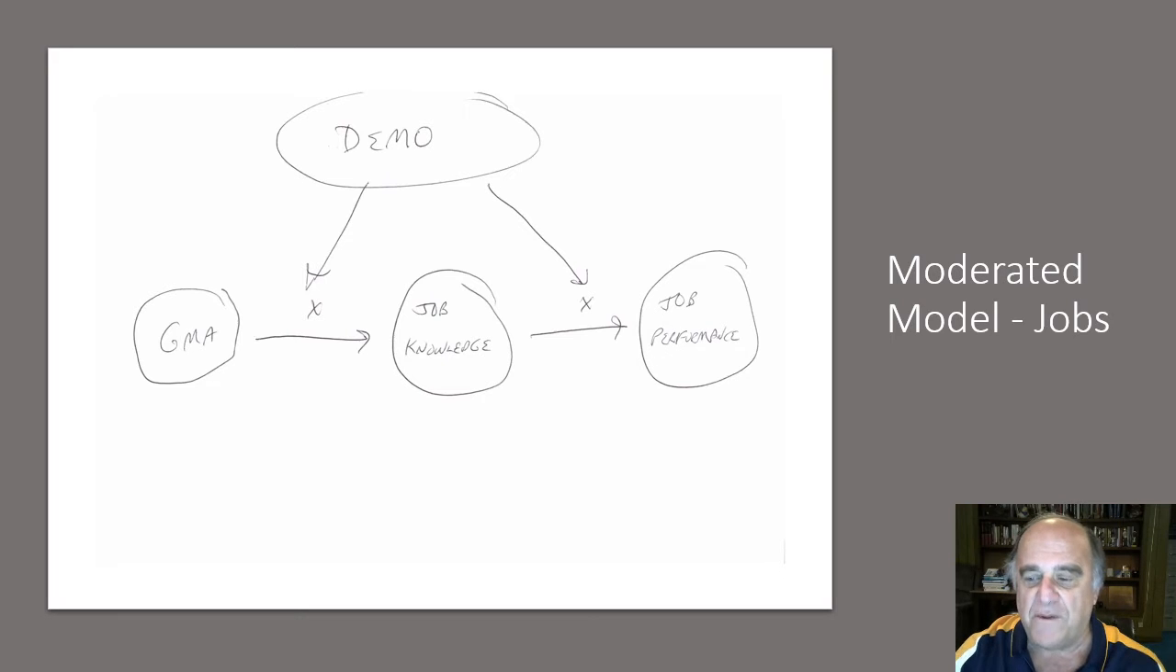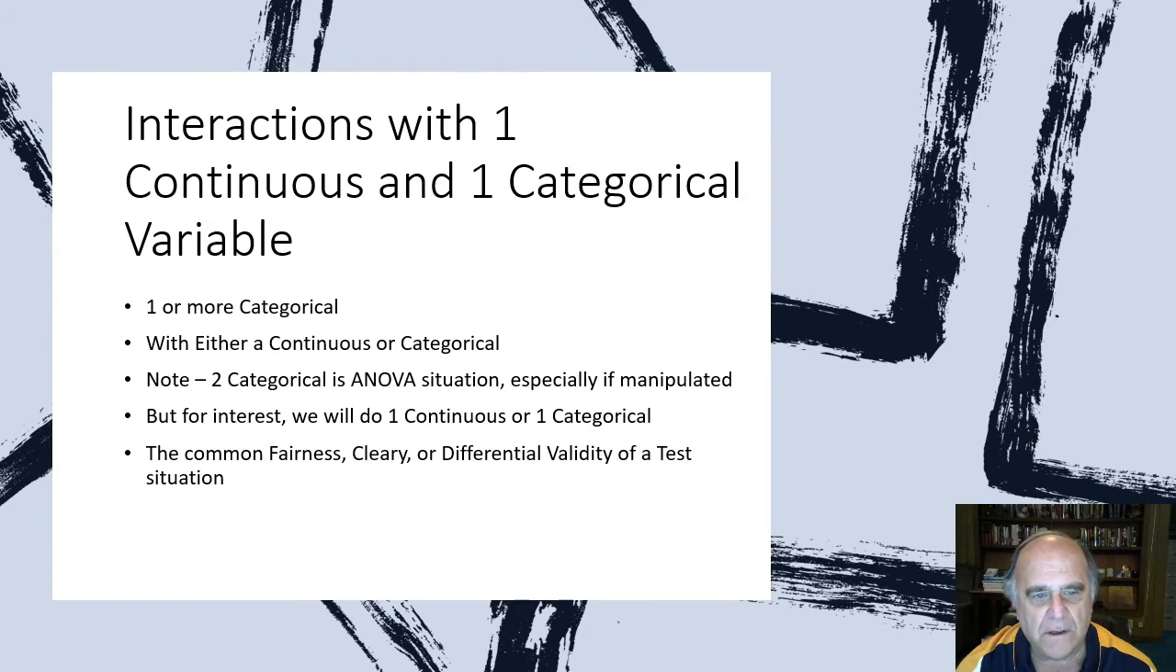And then if you remember, we also talked about more complicated interactions, such as this one, where the demographic variable moderates the relationship of GMA on job knowledge, and then also moderates the relationship between job knowledge and job performance. So there's sort of this double moderation. I mean, this is really a model with both mediation and moderation.